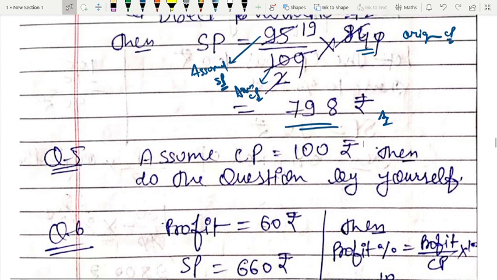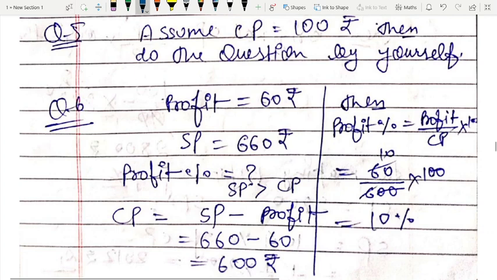Now let's come to question number 6. Here the profit is given as 60 rupees, the selling price is 660 rupees, and we need to find the profit percentage. In the case of profit, the selling price will be greater than the cost price. Cost price is selling price minus profit: 660 minus 60, so we get the cost price 600. Then the profit percentage, we know the formula, is profit upon cost price multiplied by 100.